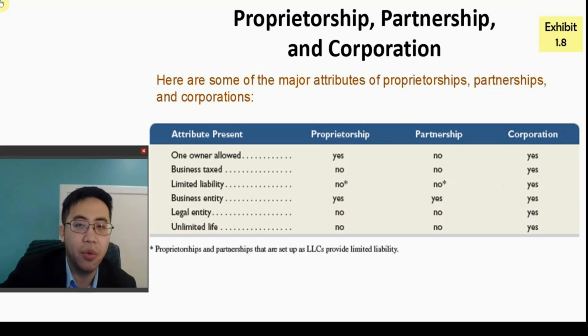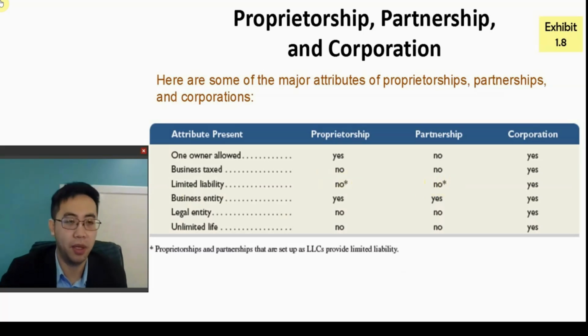And the income tax for corporate owners is a little bit different, but it's still a significant amount. The income tax is reflected in dividend tax and a capital gain tax, other than the regular paycheck salary tax. And then the next dimension I want to compare here is limited liability. Sole proprietorships and partnerships have unlimited liability.